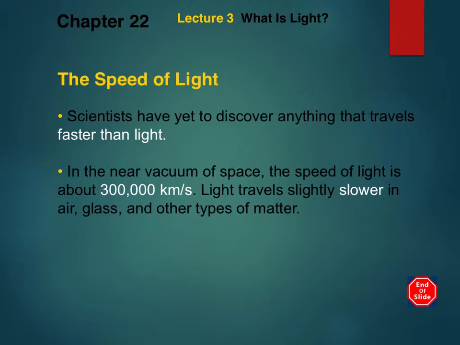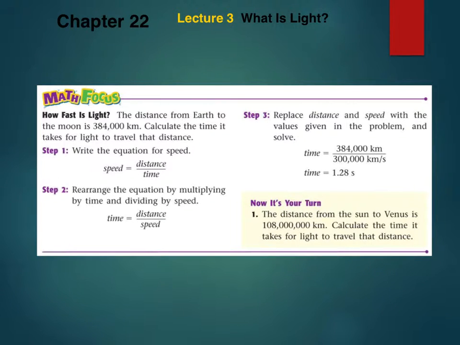So how can we calculate this? Well, just like any other calculation of speed, it's distance divided by time. Okay. So if you want to figure out how long it takes light to move, you just rearrange the formula. You can see it right here. So time equals distance divided by speed. We're just rearranging this equation here.